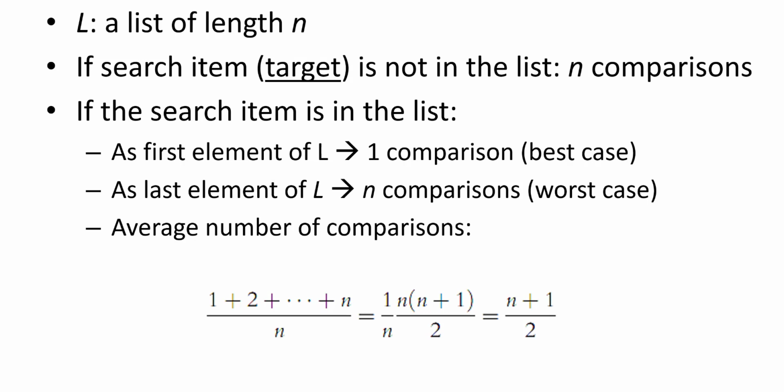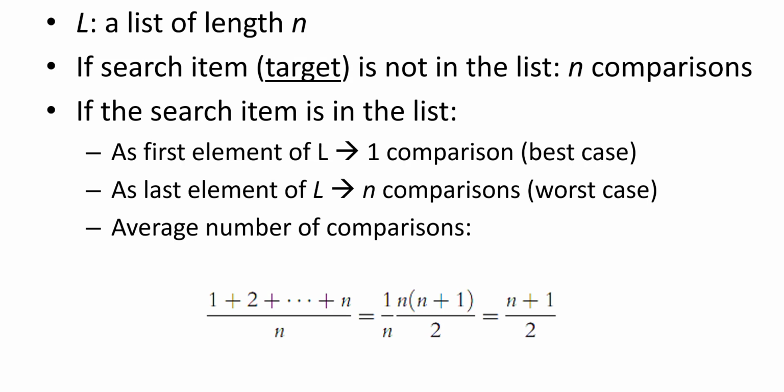Suppose that L is a list of length n. We want to determine the number of key comparisons made by the sequential search when the list L is searched for a given item. If the search item is not in the list, let's see what happens. We compare the search item with every element in the list, actually making n comparisons. This is really an unsuccessful case, and as you notice, it has the maximum number of comparisons, which is n, sometimes called the worst case.